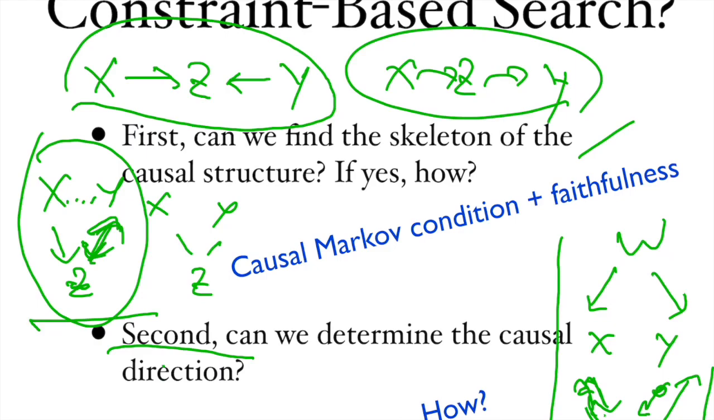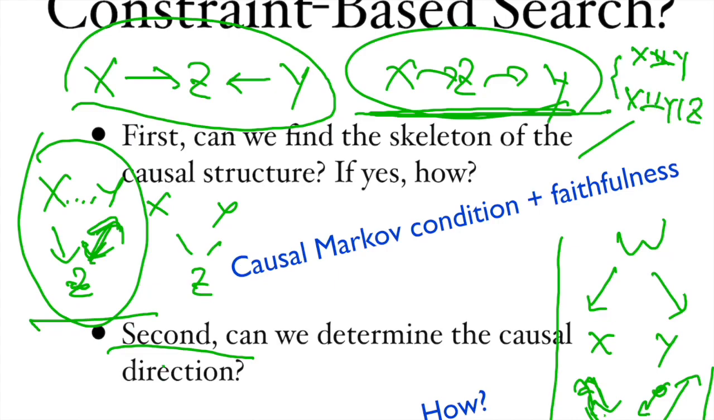Yes, and I'm saying that this is a direction that works, and also this one would be a direction that works. That's the difference that follows. If you have this underlying causal structure, x and y will be dependent, and x and y will be independent given z. Over here, you have x, y dependent, x, y independent given z.